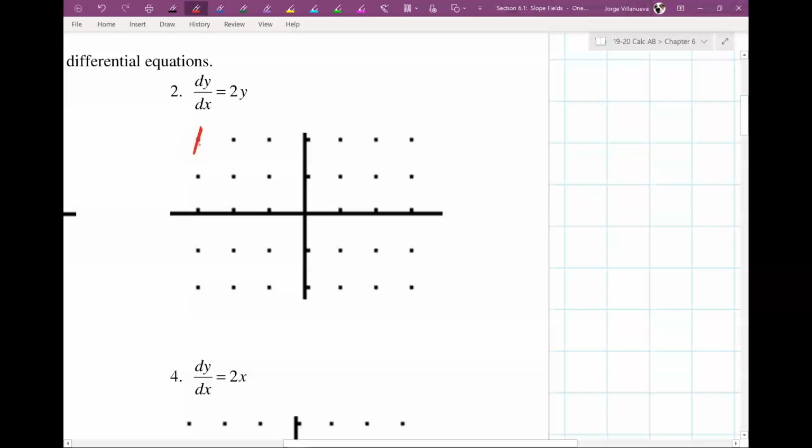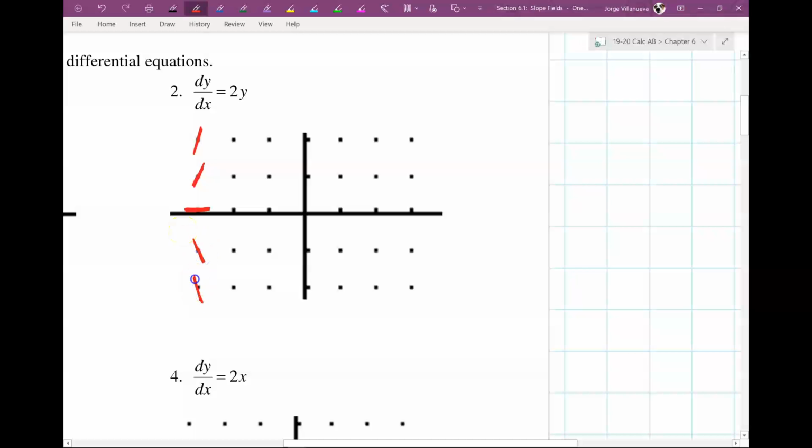Okay? If I go to (-3, 1), what do I get? 2. So there has to be a little bit of a difference from when you're doing stuff, okay? So just be aware of that. If I go to (-3, 0), what do I get? All right, if I go to (-3, -1), negative 2, and then (-3, -2).